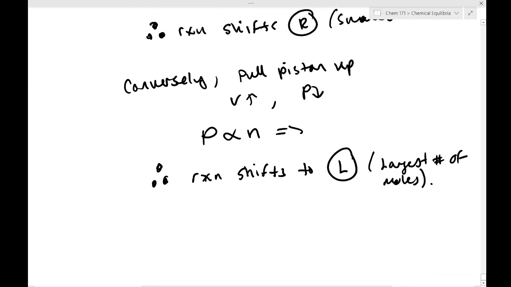Okay? So if you have an increase in pressure or a decrease in volume, the reaction shifts to the smallest number of moles.